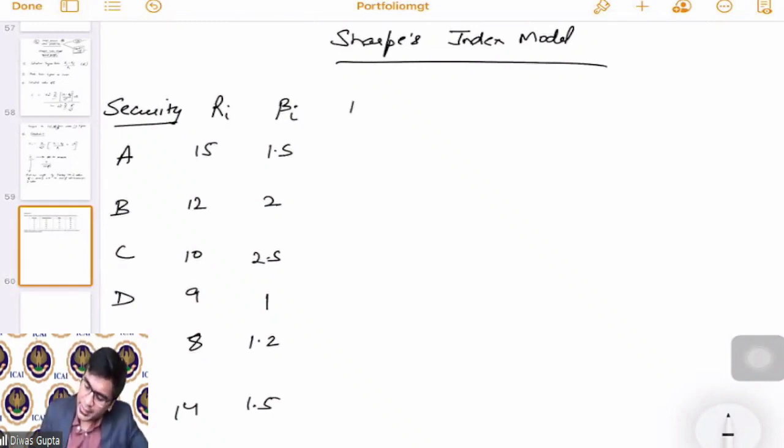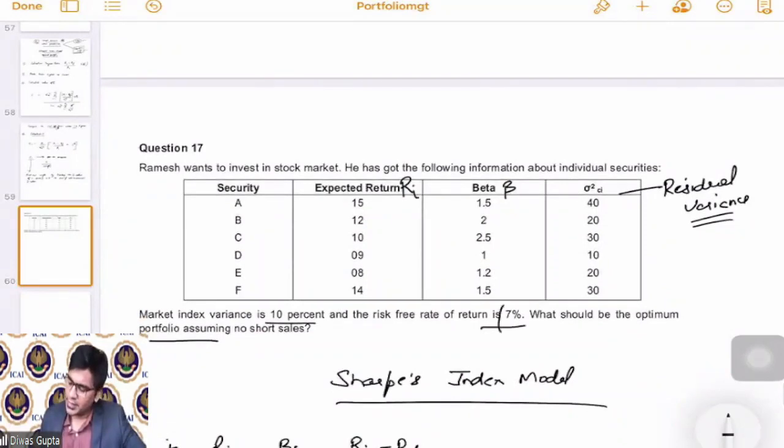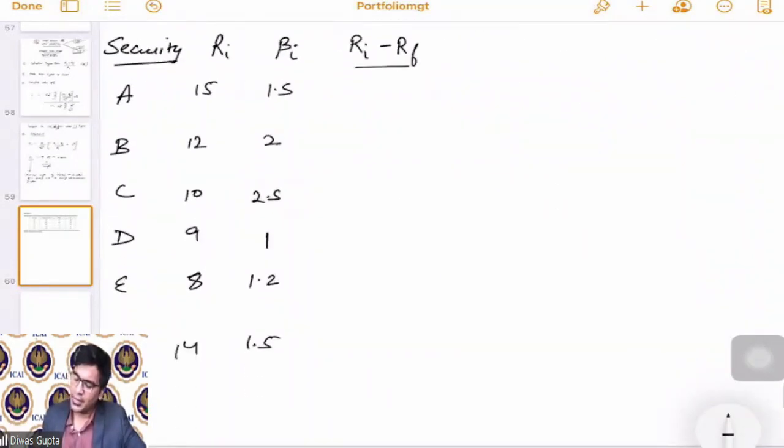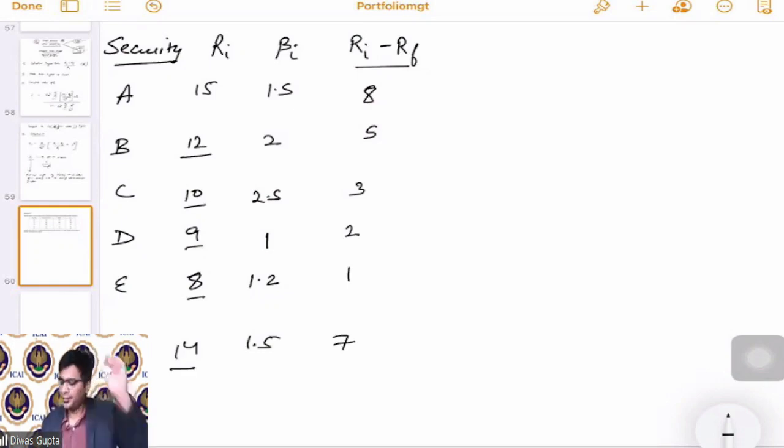Now, the next step is to calculate Ri minus Rf. Rf is the risk-free rate of return, which is 7%. So 15 minus 7, 8. 12 minus 7, 5. 10 minus 7, 3. 9 minus 7, 2. 8 minus 7, 1. 14 minus 7, 7. So 8, 5, 3, 2, 1, 7.